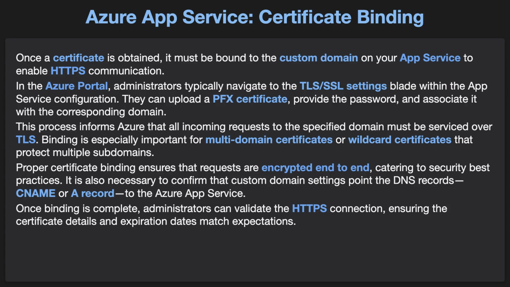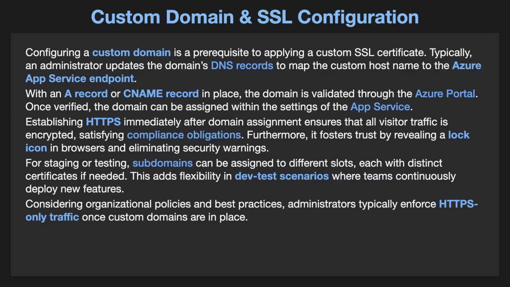Binding is especially important for multi-domain certificates or wildcard certificates that protect multiple subdomains. Proper certificate binding ensures that requests are encrypted end-to-end, catering to security best practices. It is also necessary to confirm that custom domain settings point the DNS records, name, or A record to the Azure App Service. Once binding is complete, administrators can validate the HTTPS connection, ensuring the certificate details and expiration dates match expectations.